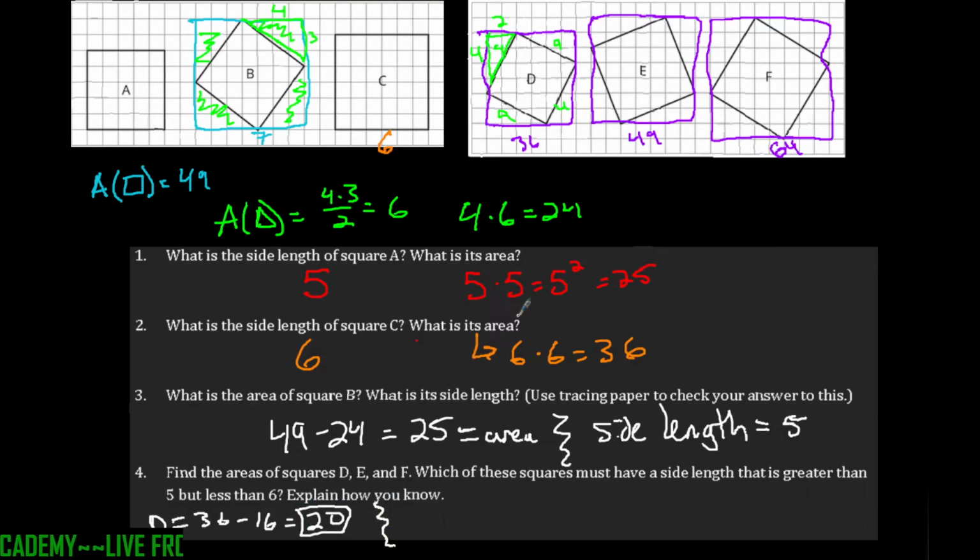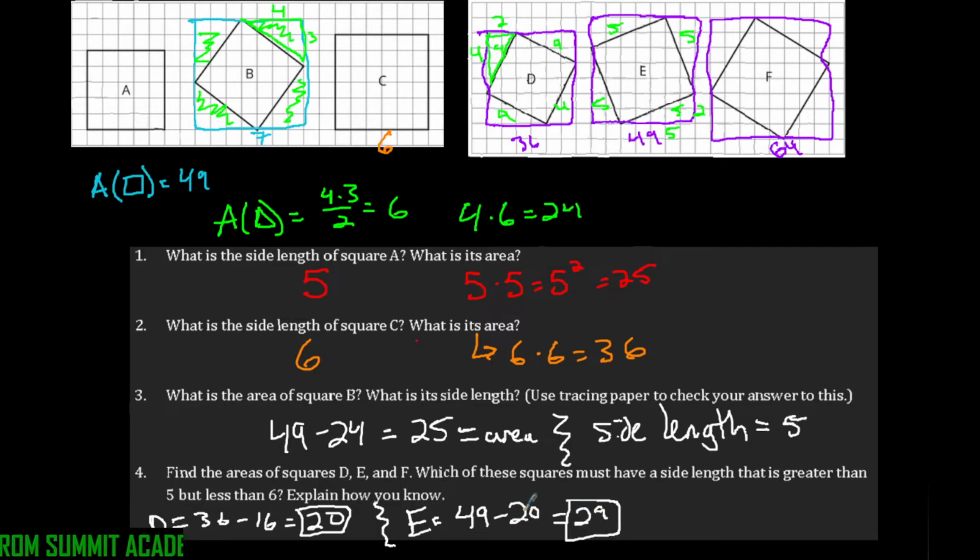I have the next one for E. Same idea, let me set this up. I have side length of 1, 2, 3, 4, 5. So this is 5 by 2, which means each of these is going to be 5. Which means the area that they all take up, all 4 of them, is going to be 20. So I take 49 minus 20 to get my area, which is 29.